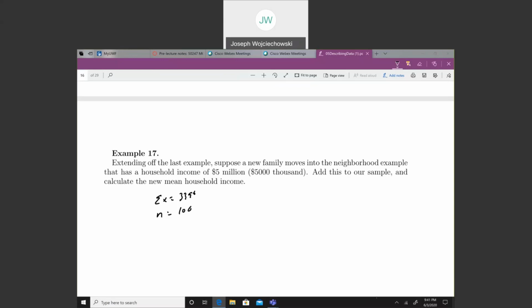So we have the total we had for the first 100 of them, plus this new family. I guess that's Bill Gates' family. So this is our new total. And n is just 101. So our new x bar, our new mean, 8,390 over 101. And this is 83.07 thousand.